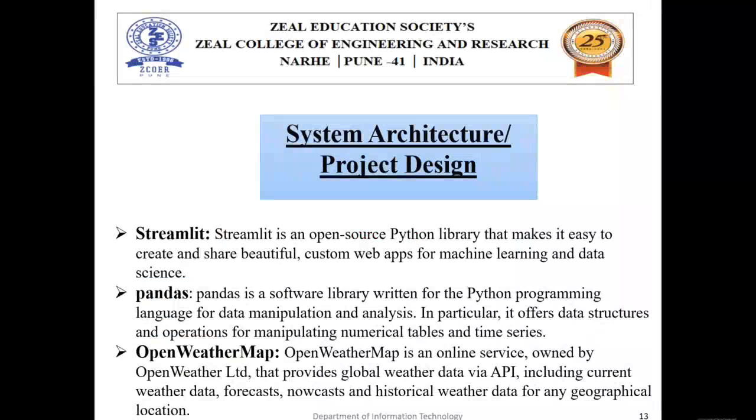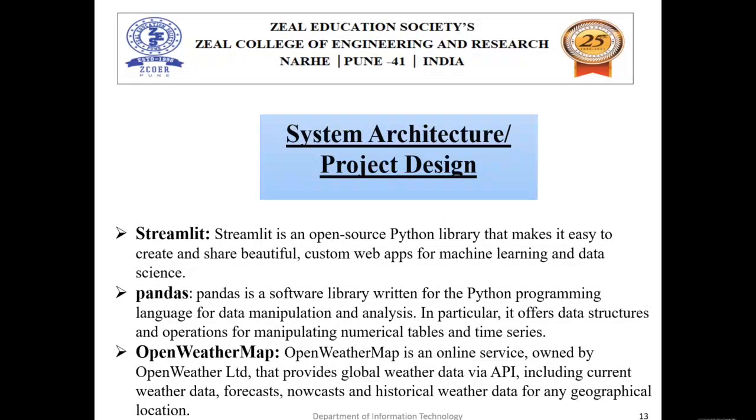We use Streamlit for making our user interface. It is an open source Python library that makes it easy to create and share beautiful custom web apps for machine learning and data science. We use Pandas. It is a software library written for the Python programming language for data manipulation and analysis. In particular, it offers data structures and operations for manipulating numerical tables and time series.